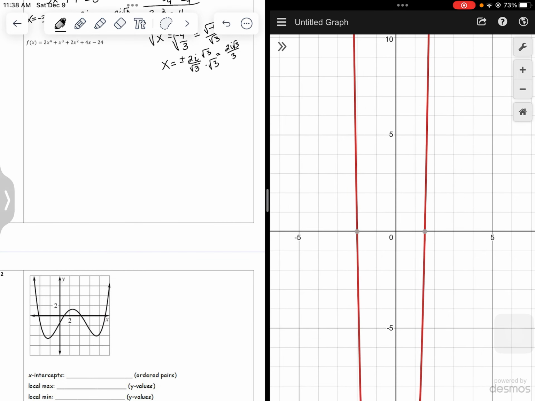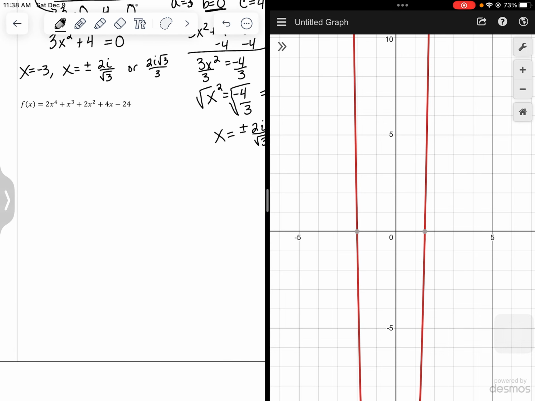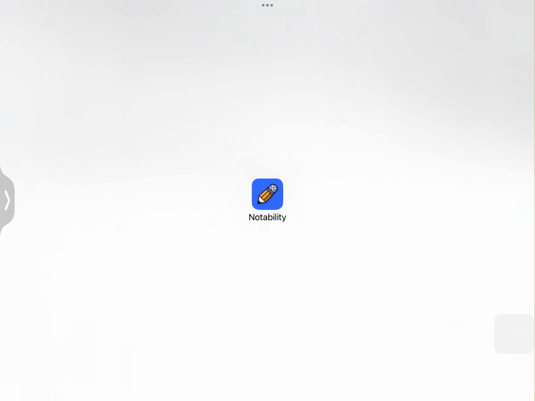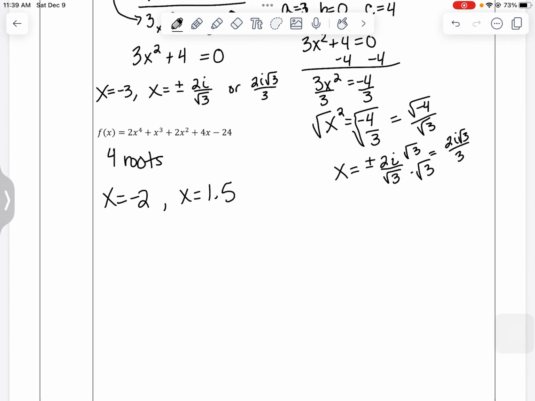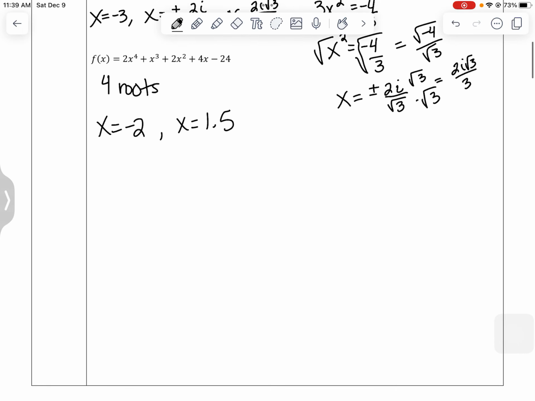So we can tell this is a quartic function, and it looks like I have 2 x-intercepts. That means I have 2 real solutions. There should be a total of 4 roots. My first two roots are going to be the x-intercepts right here, x equals -2 and x equals 1.5. So I'm going to use those to help me finish solving for the other roots, which are going to be imaginary again since I didn't have any other x-intercepts.